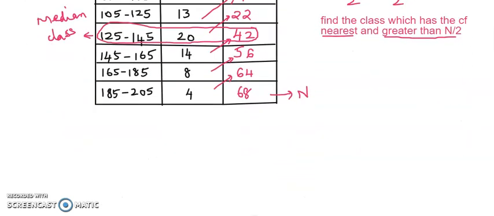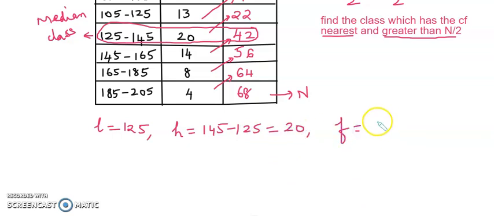Now from the median class, what are we going to label? We are going to take out L, which is the lower limit. H, which is the class height, which is 145 minus 125, and that is equal to 20. Then F of the same class, which is frequency, and CF is going to be the cumulative frequency of the preceding class, which is 22. Whichever is your median class, just above that, whichever CF is there is the CF we are going to consider.